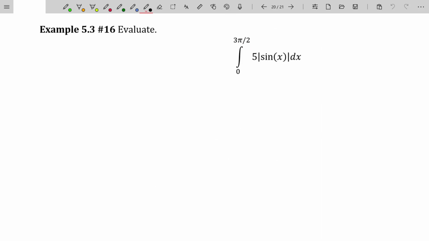Continuing along the same vein, this is, again, one of my favorite problems. It's the integral of 5 times the absolute value of sine of x from 0 to 3 pi over 2. That absolute value, you should take that very seriously. Graph out the sine curve and find out where it goes negative. You know it's positive from 0 to pi, but it goes negative from pi to 3 pi over 2, at least for the interval in question.